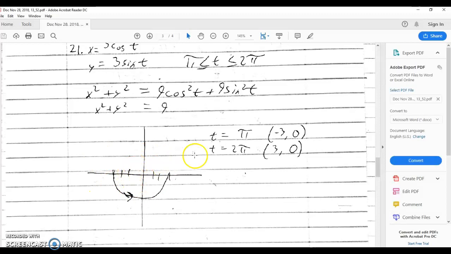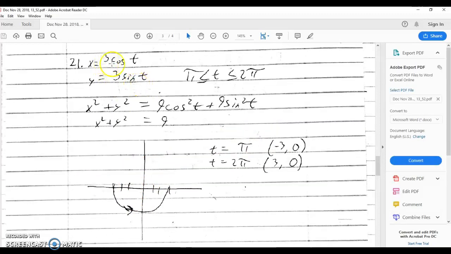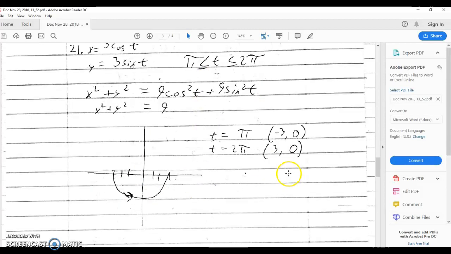So there is that picture, but we're only going from pi to 2 pi. And if you plug those in and evaluate what those are, you're going from (negative 3, 0) to (3, 0). Or we know pi to 2 pi is just going to give us the bottom half of the circle. But for the positive orientation, as t increases, I'm going from left to right.